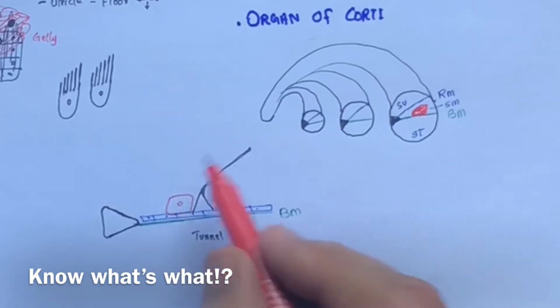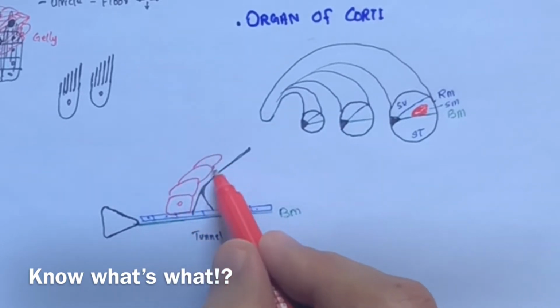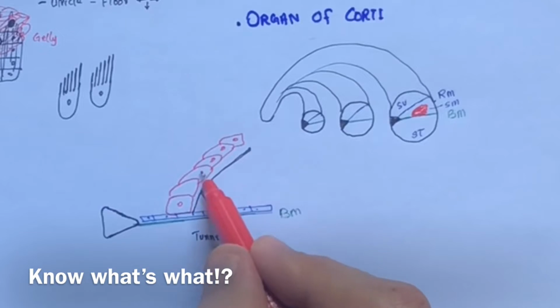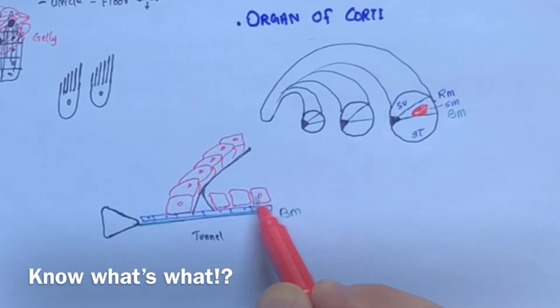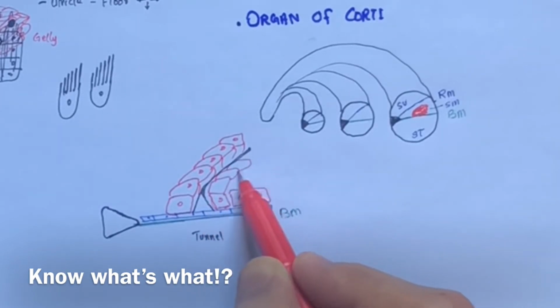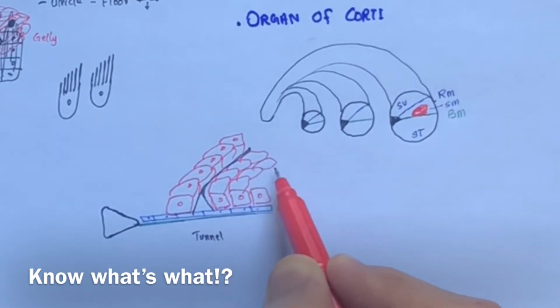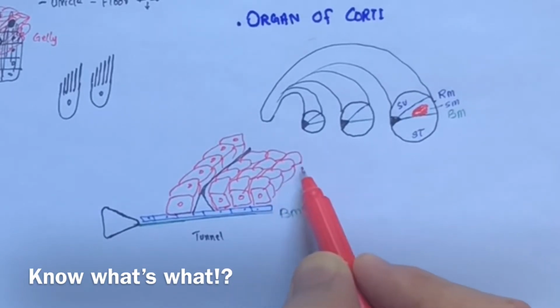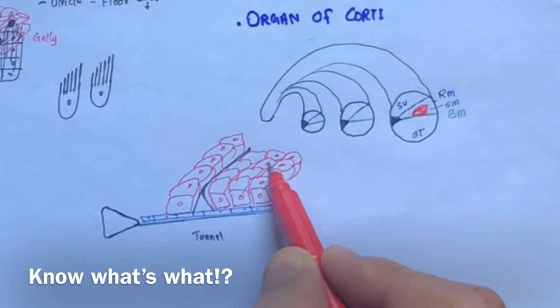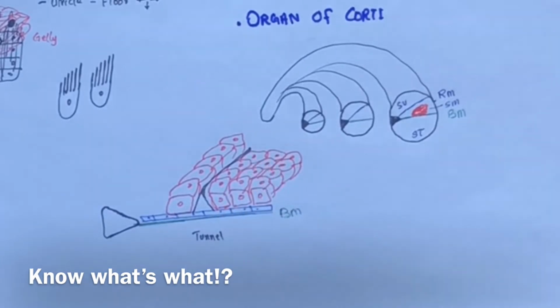And on the inner side, it has the cells called the inner cells, and they make a row. Okay, so this is the inner cells. And on the outer side, there are 3 rows of the outer cells. So here are the 3 different rows of the outer cells. Now, on top of the outer cells, it has a membrane. Now, these cells are called the hair cells.